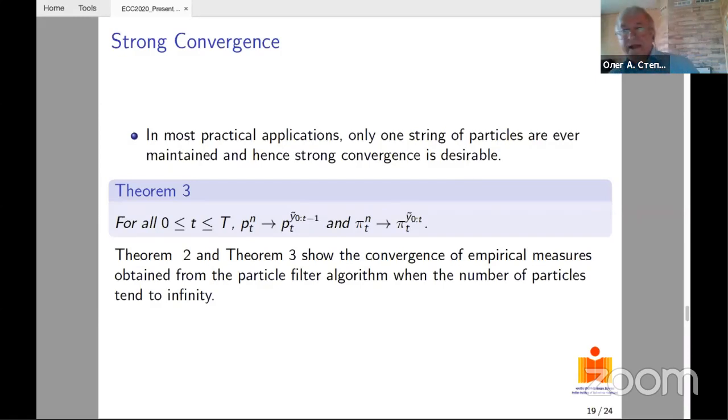Theorem 3 states that for all t between 0 to t, the empirical measures given by the PF algorithm converge to the true prior and posterior measures. Again, the proof of theorem 3 uses the approach as in Crisan et al., but uses concepts of extended transition kernel, lemma 2 and lemma 3. Theorems 2 and 3 show the convergence of empirical measures obtained from the particle filter algorithm when the number of particles tends to infinity.